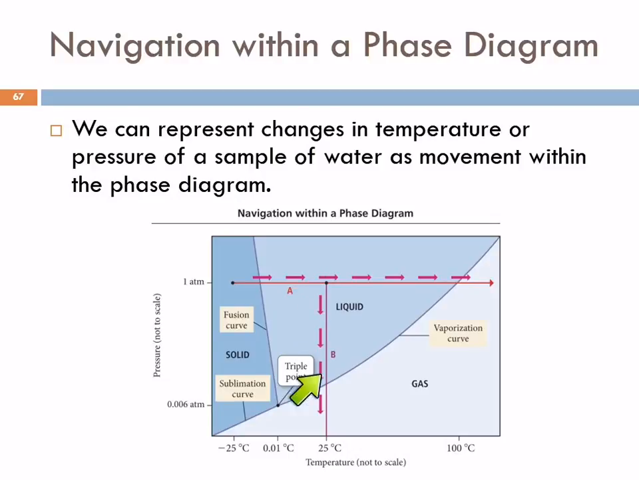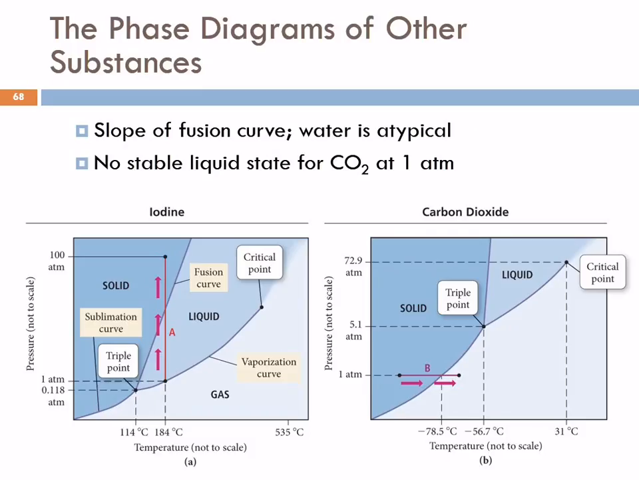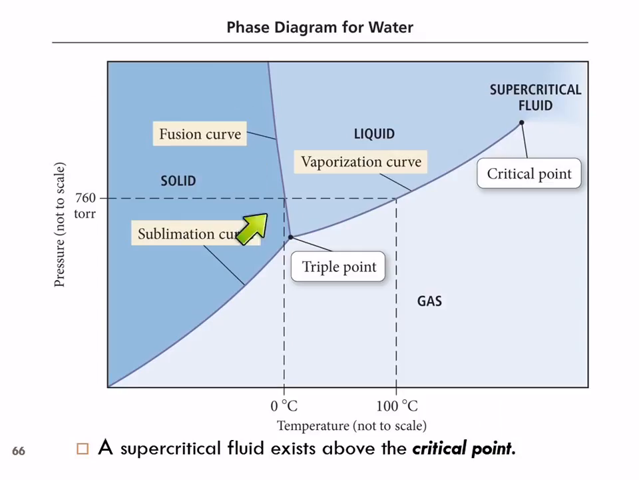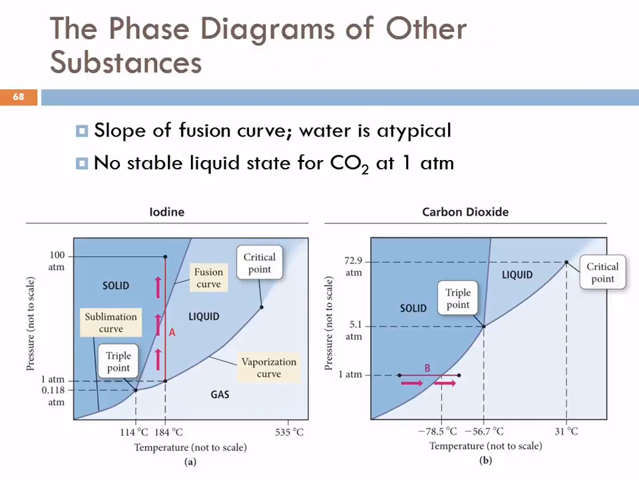As we decrease the pressure, the liquid will turn into a gas. Here's iodine and carbon dioxide. Let's go back to water real quick. So here's the fusion curve for water. Notice that it has a negative slope. Iodine and carbon dioxide, that fusion curve has a positive slope. That is more common. Water is not typical in that regard.